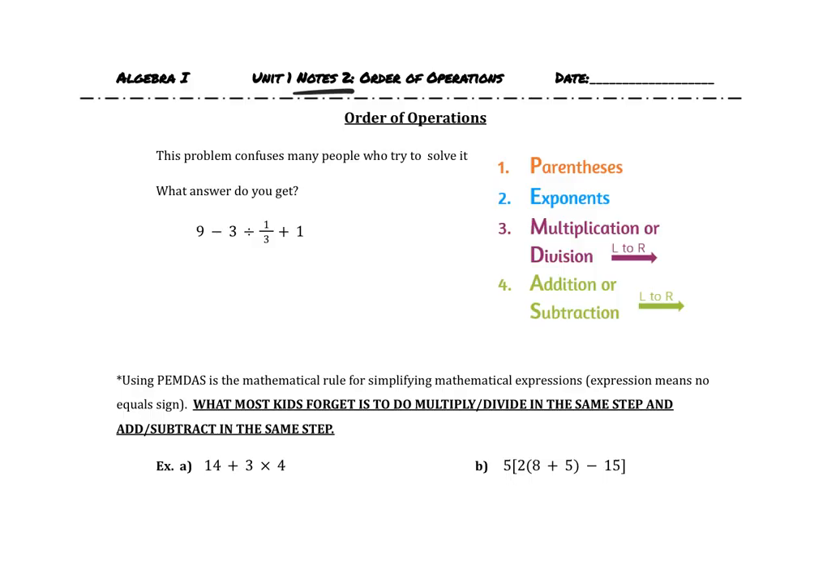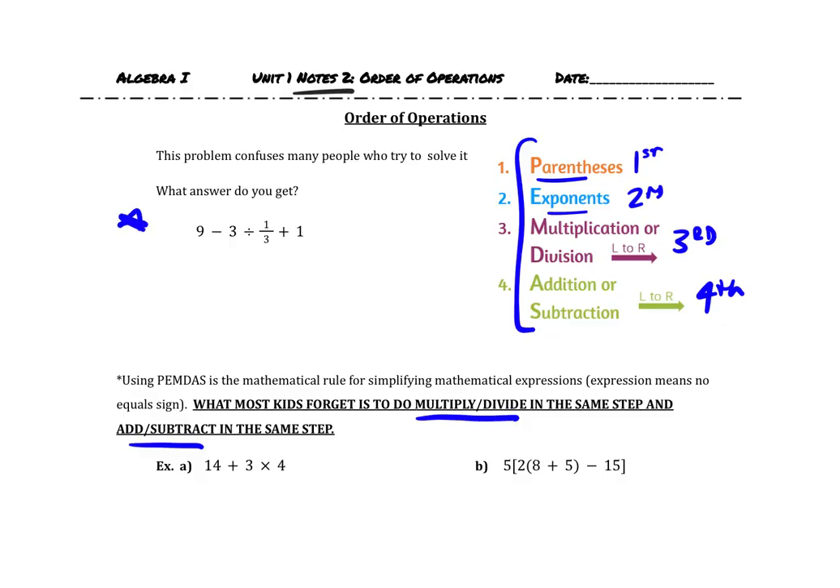Now, most people might remember the order of operations as PEMDAS, which is right over here: parentheses first, exponent second, multiplication or division at the same time, that's going third, then addition or subtraction last. Now, what most people forget is that you need to multiply and divide in the same step and add, subtract in the same step. So when I look at this problem right here, this confuses a lot of people.